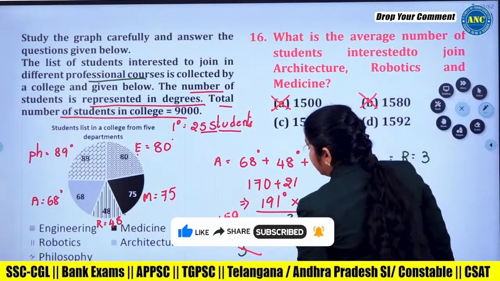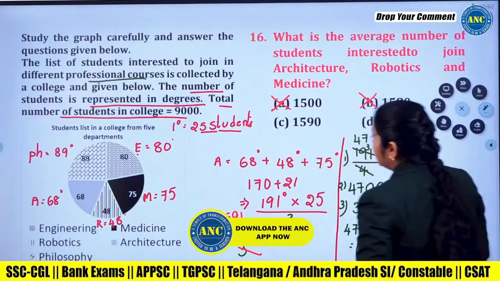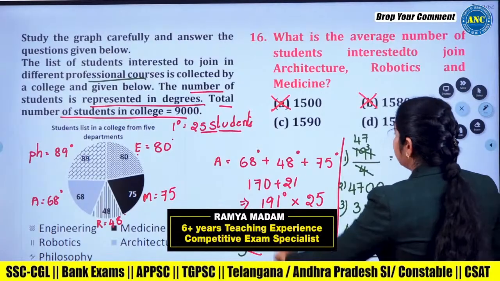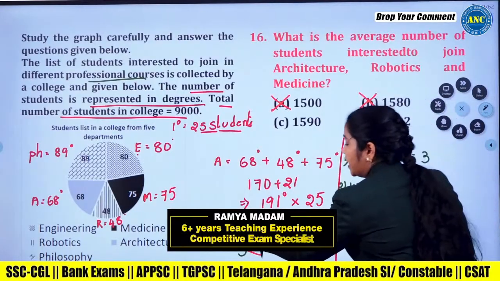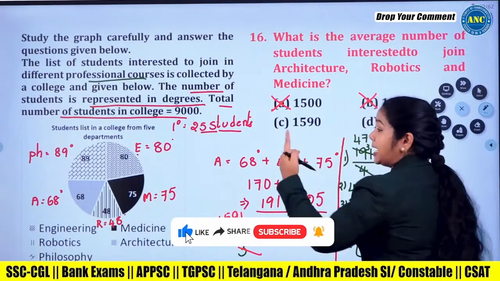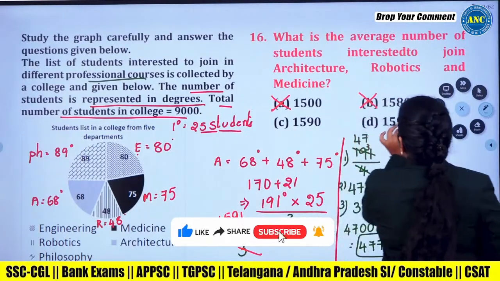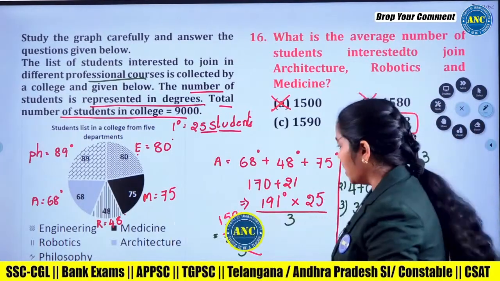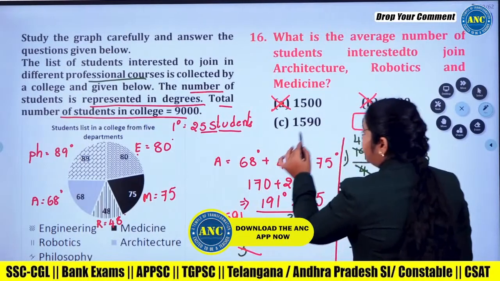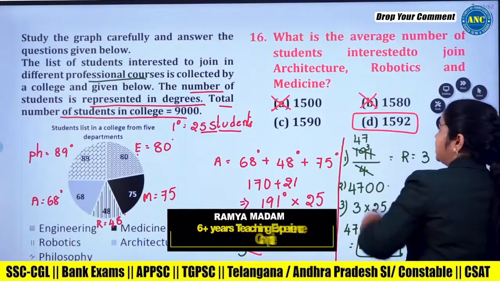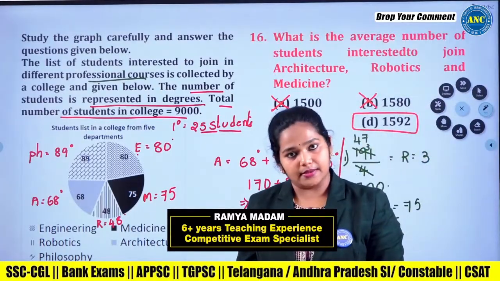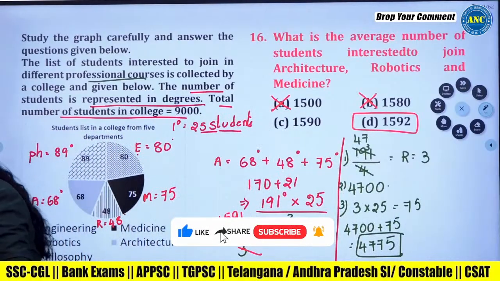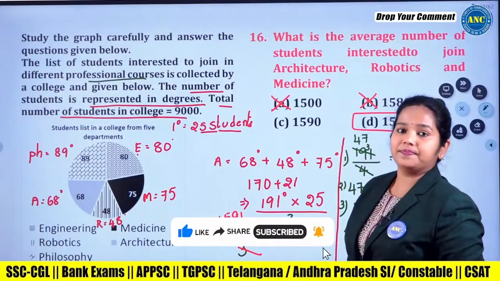Next is 3 1s are 3. See here, this is 1592 and this is 1590. We already got 1 here. That means 1590 cannot be the answer. So, option D, 1592 will be the answer. So, obviously 1590 will not be the answer. So, the last option 1592 is the correct answer. Please let me know if this is clear. Shall we move further? Next question.